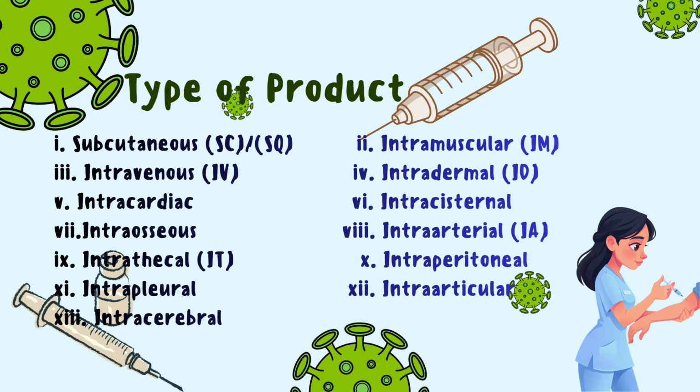There are a few types of product, which are subcutaneous, intravenous, intracardiac, intraosseous, intrathecal, intrapleural, intracerebral, intramuscular, intradermal, intracisternal, intraarterial, intraperitoneal, and also intraarticular.